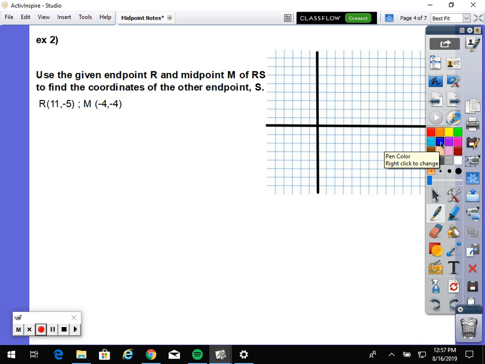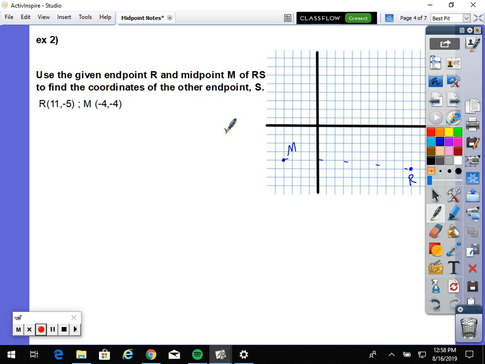So R is at (11, -5). So positive 11, 1, 2, 3, 4, 5, 6, 7, 8, 9, 10, and 11. And then -5, 1, 2, 3, 4, and 5. So I'm going to put my point there, and that is R. My midpoint is at (-4, -4), 1, 2, 3, 4, 1, 2, 3, and 4. So there is my midpoint. It looks like if I were to connect these, my other endpoint is going to be somewhere over here, so maybe in the 3rd quadrant.